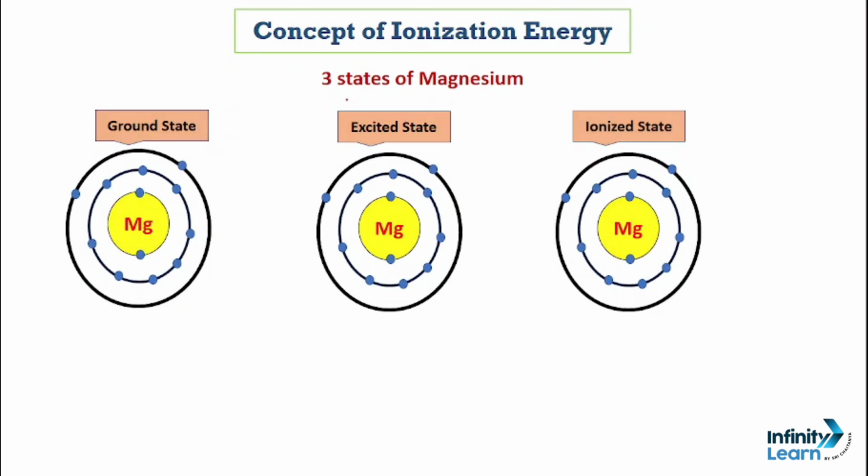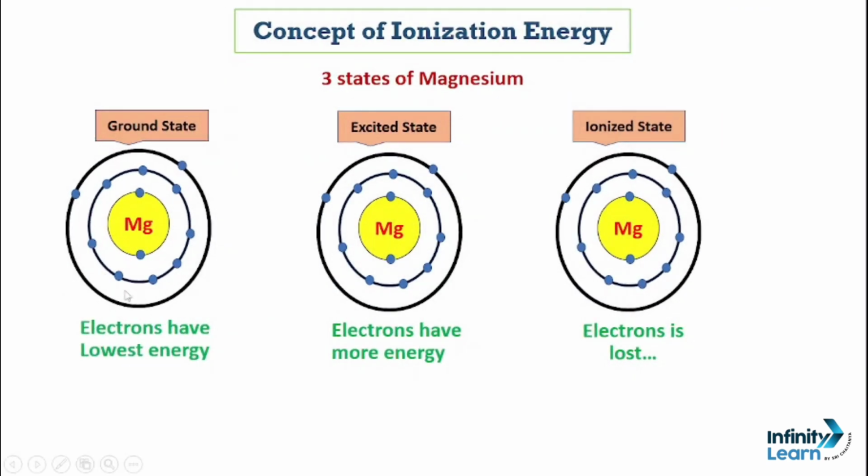So as you can see here, there are mainly three states of magnesium that we will be talking about. Our first is the ground state, second is the excited state, and third will be our ionized state. In the ground state, electrons have the lowest energy. Now we will provide 700 kilojoule per mole energy to the magnesium atom here, and then it becomes an excited state. In the excited state, as electrons now gain some energy, they have more energy as compared to the ground state.